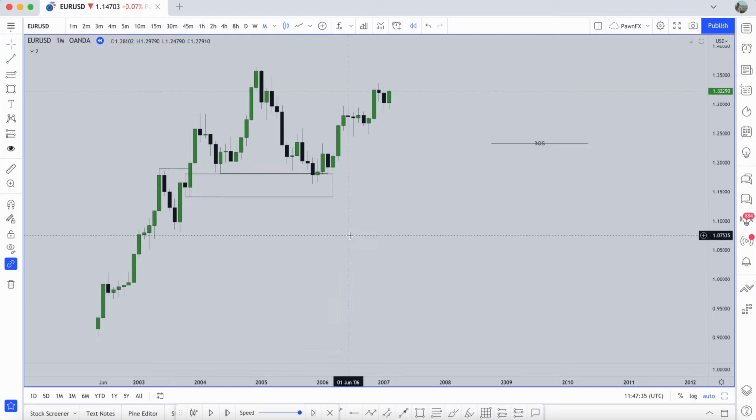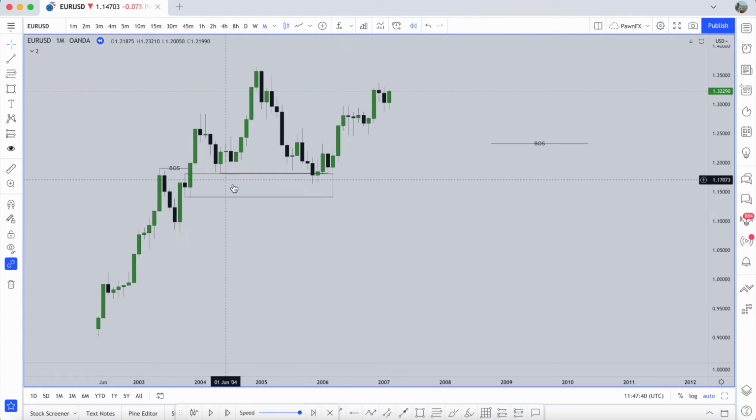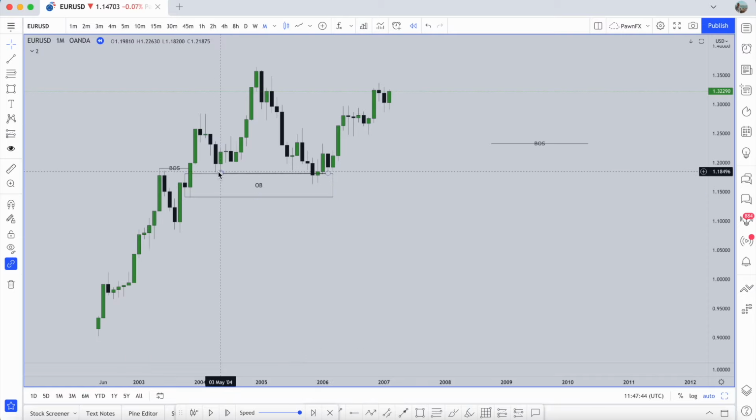Let's just mark that off, break of structure. There we go. And this is our order block. Okay, so price has swept this low.